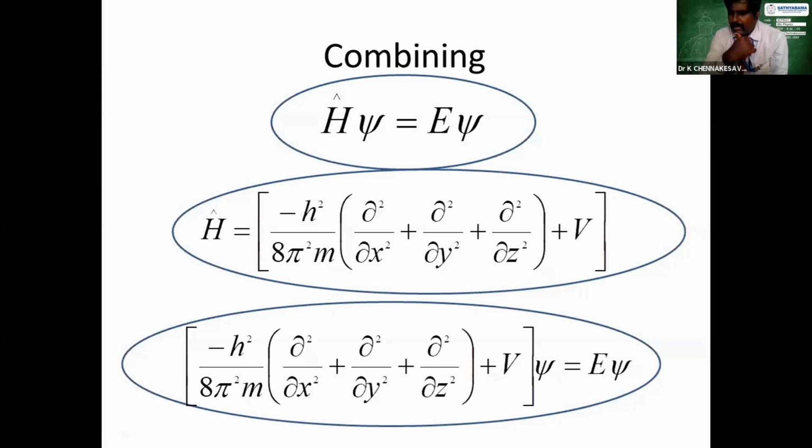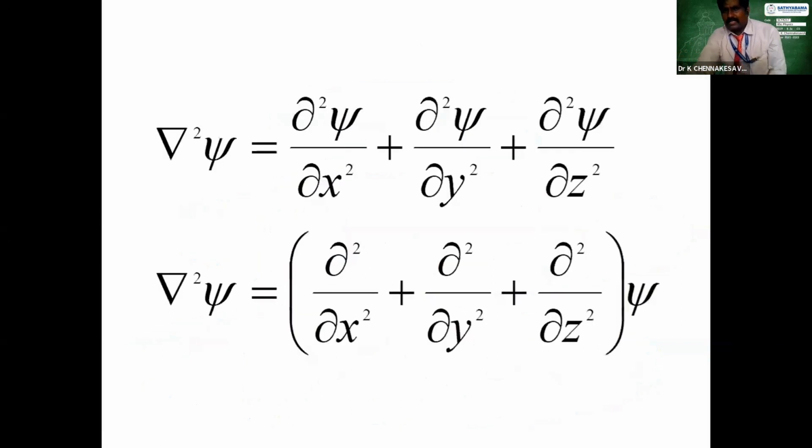Now let us simplify this. This is the three-dimensional, time independent Schrodinger wave equation. As I told you, dou square psi by dou x square plus dou square psi by dou y square plus dou square psi by dou z square, instead of that we can write the Laplace operator, delta square psi.